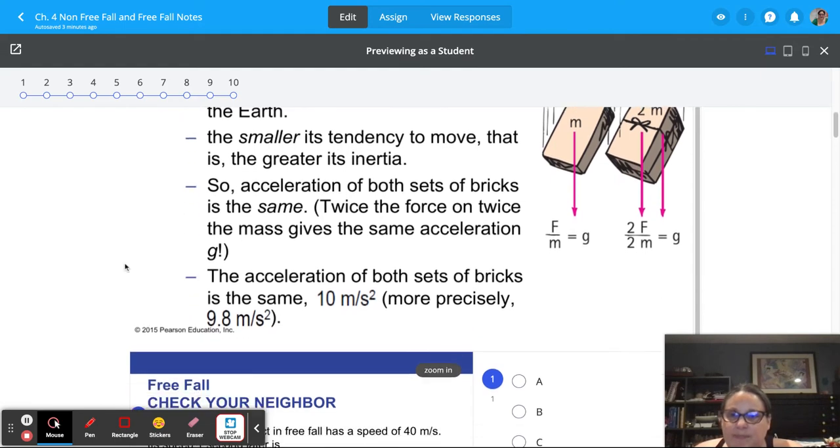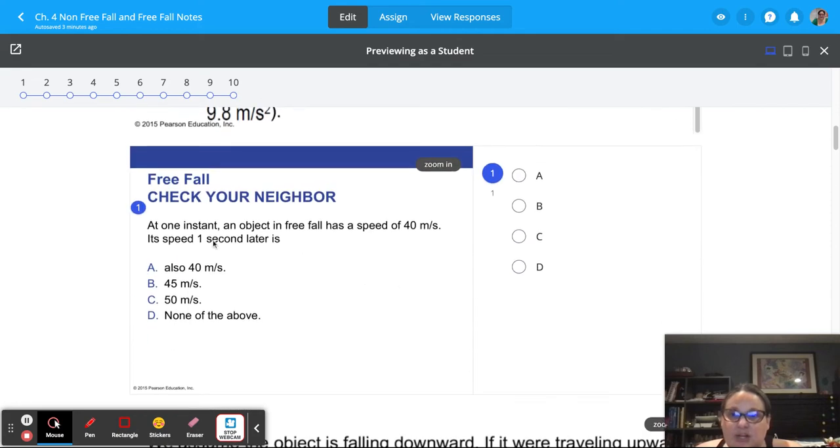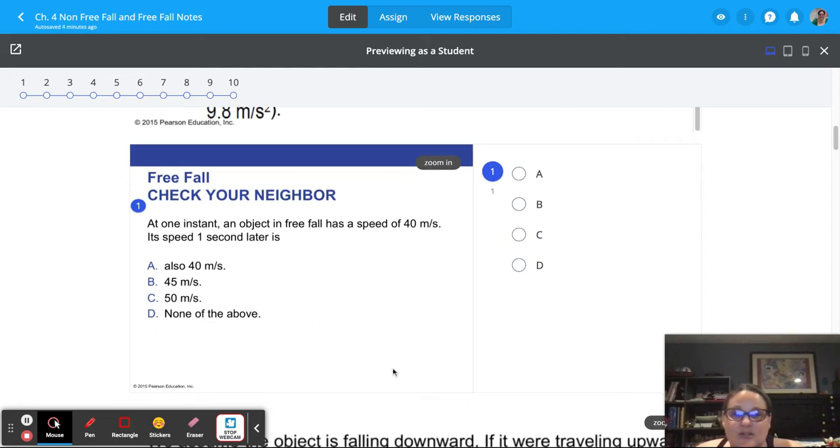All right. First practice question. At one instant, an object in free fall has a speed of 40 meters per second. 1 second later it is... So the key information we need from this is that it is in free fall. We know that it's currently at a speed of 40. And we know that all objects in free fall change their velocity by 10 meters per second every second. So 1 second later, the object should be falling at 50 meters per second, making the correct answer C.